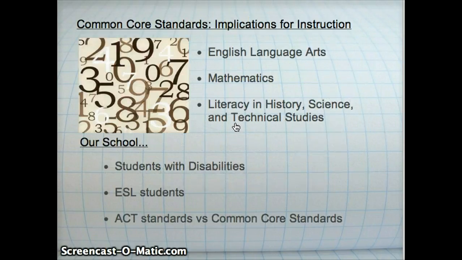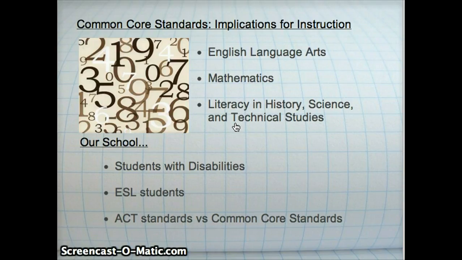This next slide shows the implications for instruction. At this time, the Common Core standards go in detail only in the subject of English language arts and mathematics. However, they do include literacy in history, science, and technical studies.